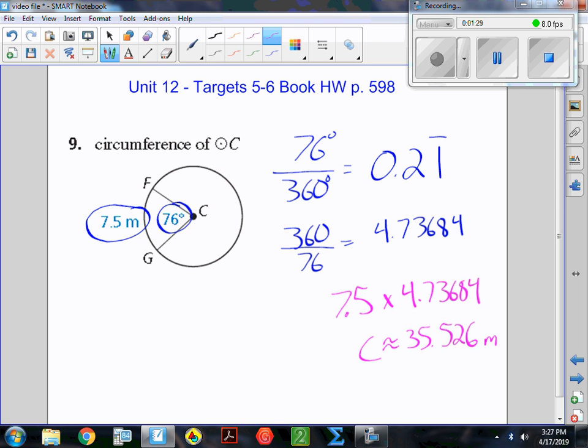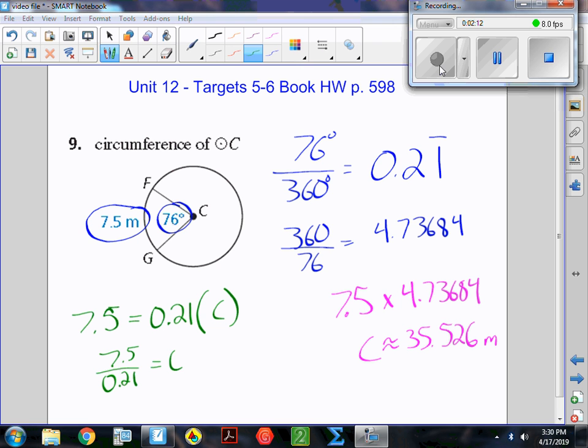To use the 0.21, you have to do 7.5 divided by that amount. And the reasoning for that would be 7.5, which is the portion that you're looking at, is going to be about 21% of the circumference. So you can set up an equation like that, and then divide both sides by 0.21 to get circumference. I show both ways because different students will kind of instinctually do one of those two, and then if you get stuck, you can set up the equation.